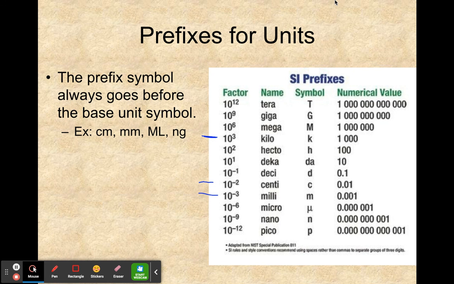Okay, you don't have to write all these prefixes down. I'm going to give you a sheet that has them on there. But you need to write the note down. So prefixes for units: the prefix symbol always goes before the base unit symbol.